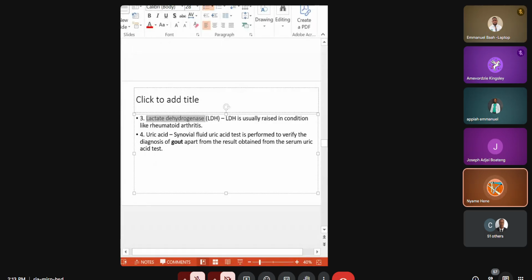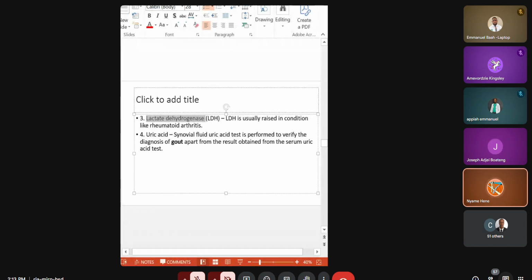So we look out for what? Lactate dehydrogenase. It is usually raised in conditions like what? Rheumatoid arthritis. Then you look out for uric acid too. Excess uric acid in the synovial fluid can cause a condition we call gouty arthritis. It's even part of the presentations I gave you.